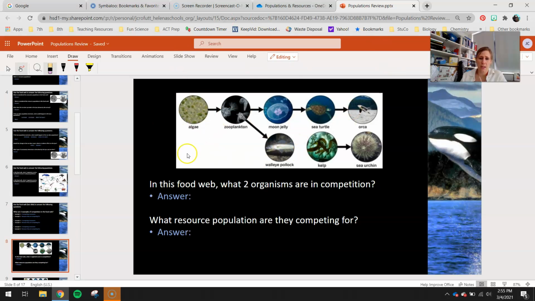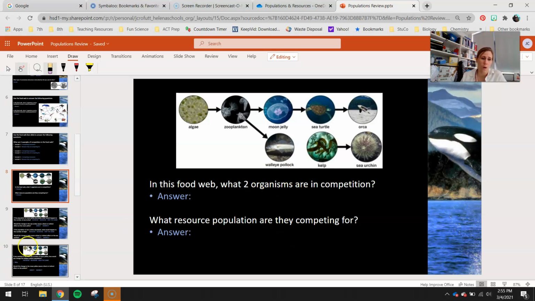Okay, moving on, for the next couple questions, you are going to be using this food web here. Again, same kind of question with the competition: which 2 are competing and what are they competing for?